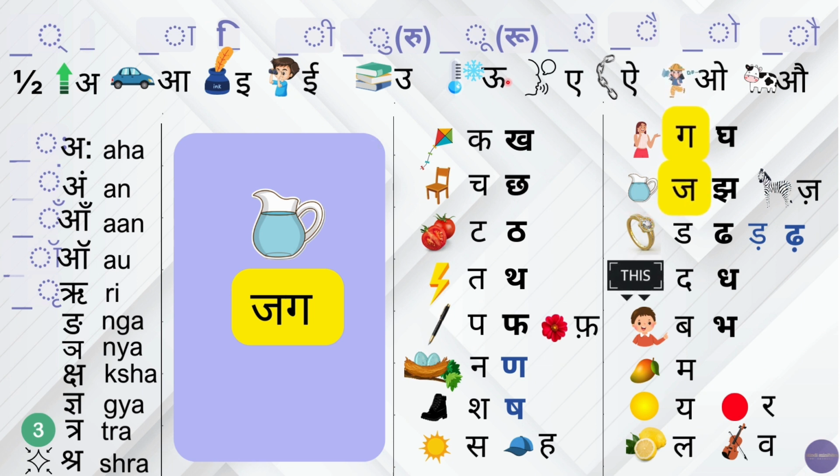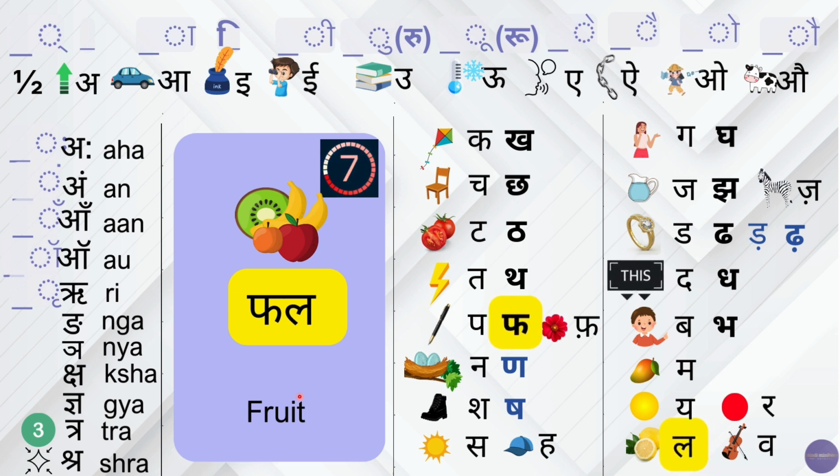Jug, j, and girl, g. J plus g makes the sound jug. So we pronounce this as jug. Next word.